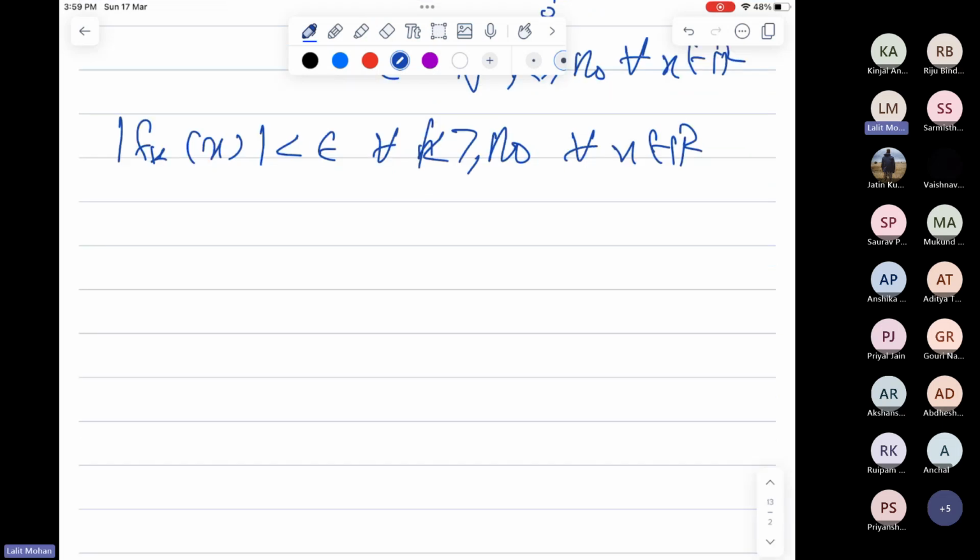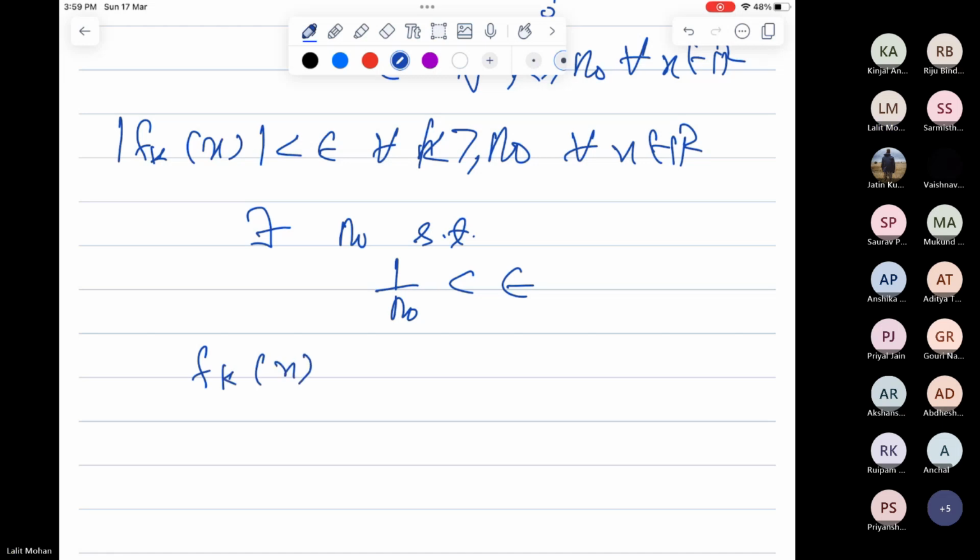See, by Archimedean property there exists n naught such that 1 by n naught is less than epsilon, right? Now what is the possibility of f_k(x)? If x is less than 0, this is 0, right? And now we will show, we are discussing all this when k is greater than.